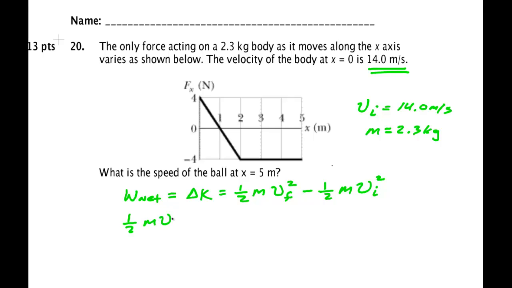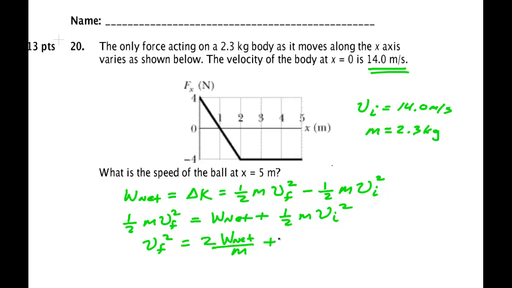1/2 m VF squared is equal to W net plus 1/2 m VI squared. Let's divide both sides by m and multiply by 2. VF squared is 2 W net over m plus VI squared. So the final speed is the square root of 2 times the net work over the mass plus the initial speed squared. So I need to find the net work.